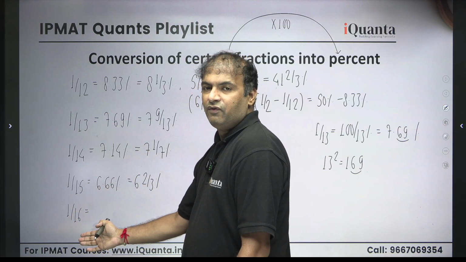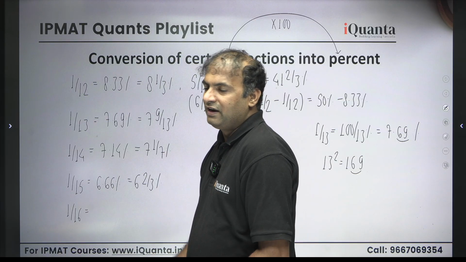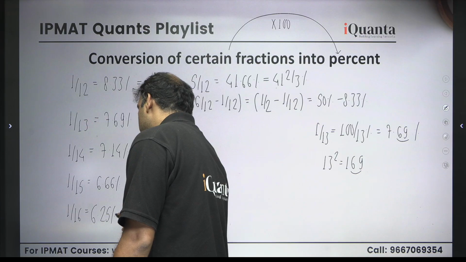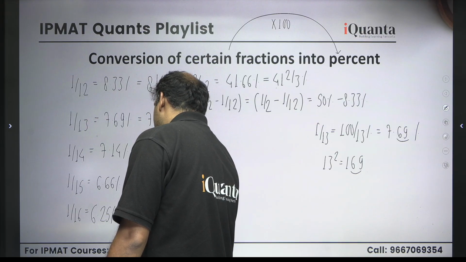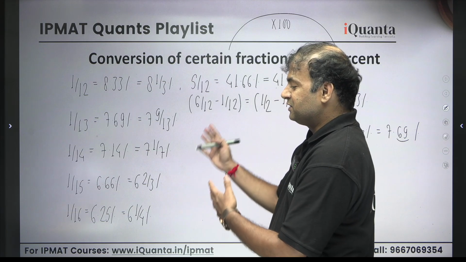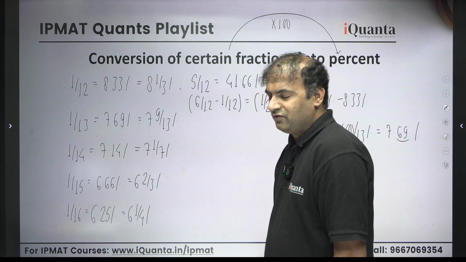So this is half of 1 by 8, that means the percentage should also be half of 12.5, that means it has to be 6.25 percentage, which we can also write as 6 and 1 by 4, alright. Okay, guys, you must be thinking that there are so many, right? Don't worry, I'll tell you some more tricks to remember them.